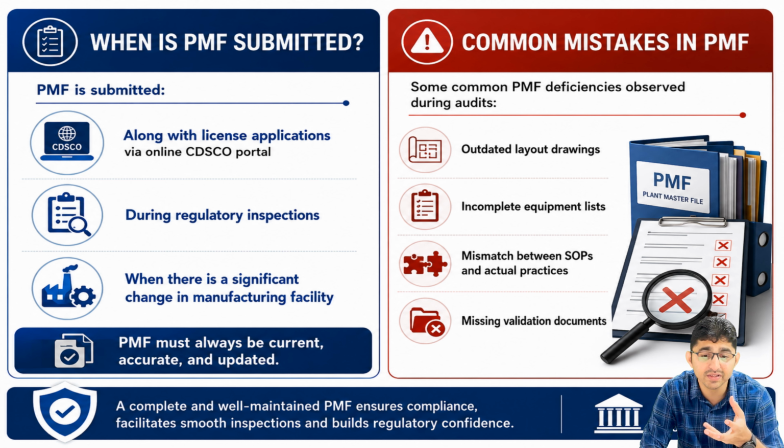Then the mismatch between the SOP and the actual practice, my friend. This is a very common deviation which occurs whenever they do the audit. Your PMF will say, hey guys, follow this control procedure, the pest control. But in reality, you won't be adopting those practices in the site. So there is a difference. Then the document could be missing some validation documents and so on.